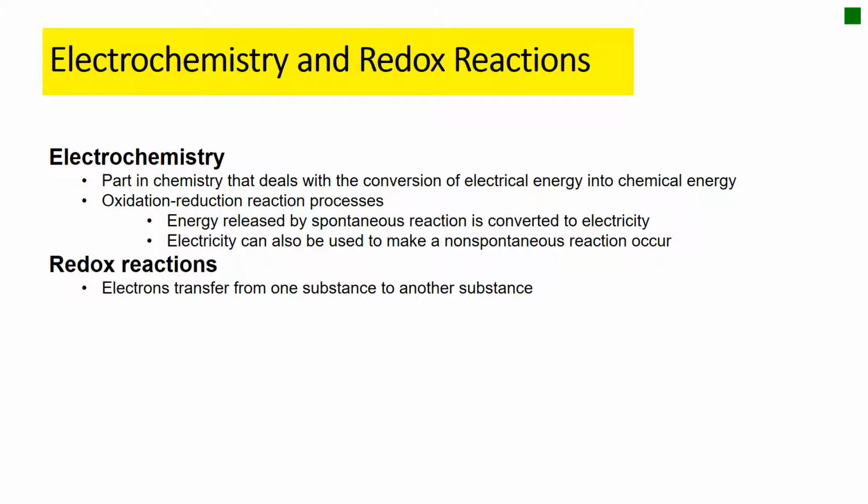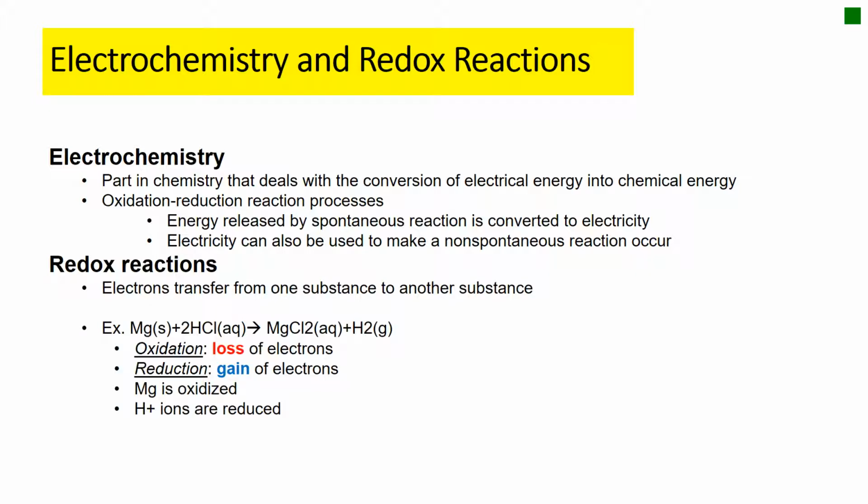Redox reactions are the electron transfer from one substance to another. Example, here we have an equation where the oxidation is the loss of electrons and reduction is the gain of electrons. So Mg is going to be oxidized and hydrogen ions are reduced.